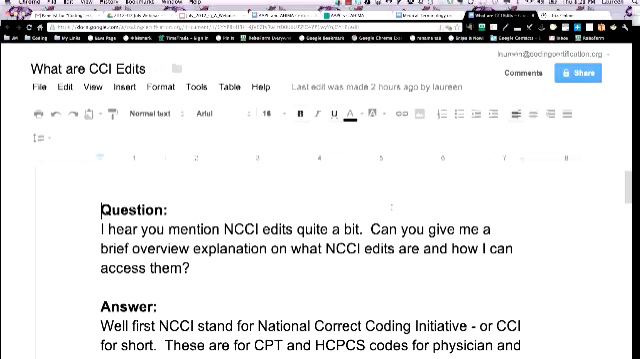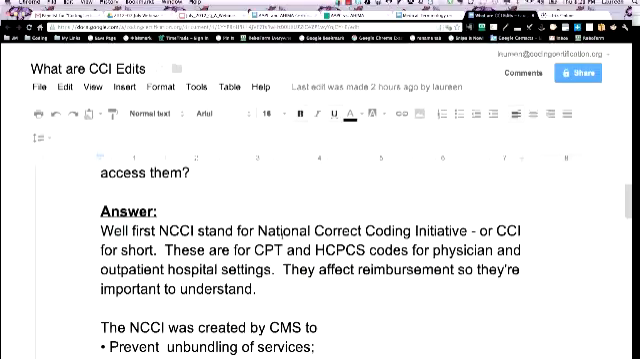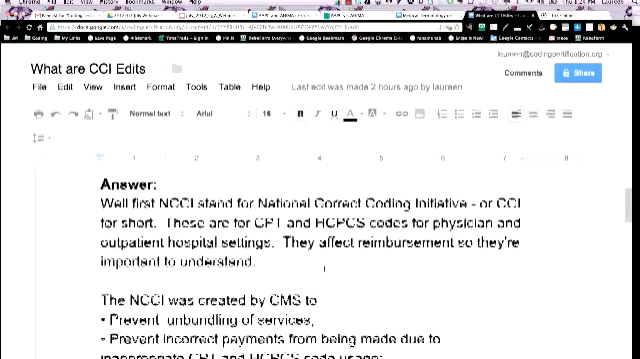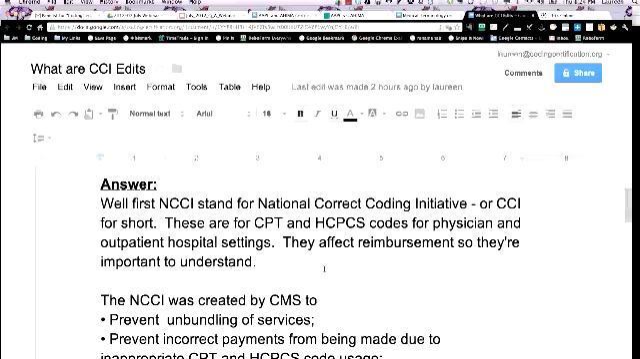So, first of all, it stands for National Correct Coding Initiative, or CCI for short. Technically, it should be NCCI, but everyone says CCI. And these are for your CPT and HCPCS codes for physician and outpatient hospital settings. And they're going to affect reimbursement, so they are important to understand. Not that all coders do billing, but coding obviously is done for reimbursement purposes, so we should understand this information.